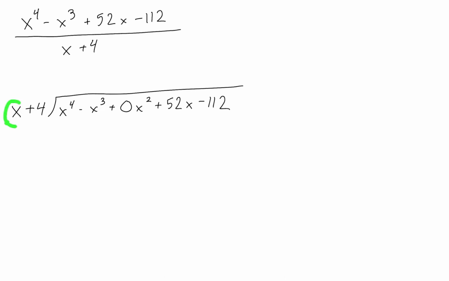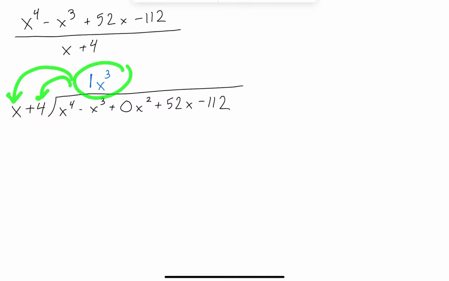Now we'll take the first term of the divisor, which is x, and say, what do I multiply that by to get to the first term of the dividend? X times x cubed will get me x to the fourth. Now what I do is I take the x cubed term and I line it up just like place value. It's like a 1x cubed. And now we'll take this part of the quotient and multiply it by both terms, or every term in the divisor. So we have x cubed times x is going to give us x to the fourth. And then we do x cubed times 4, which is 4x cubed.